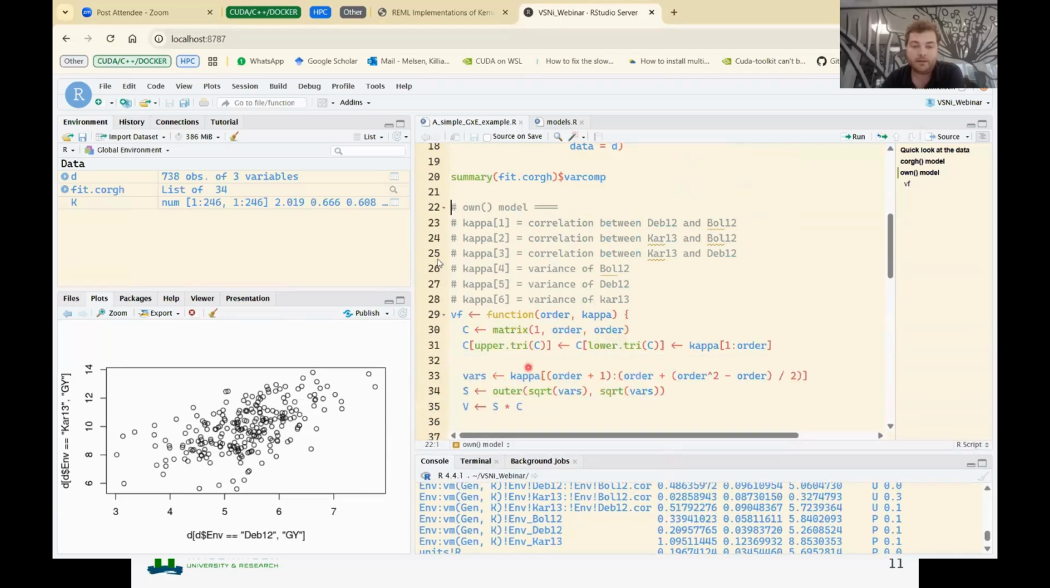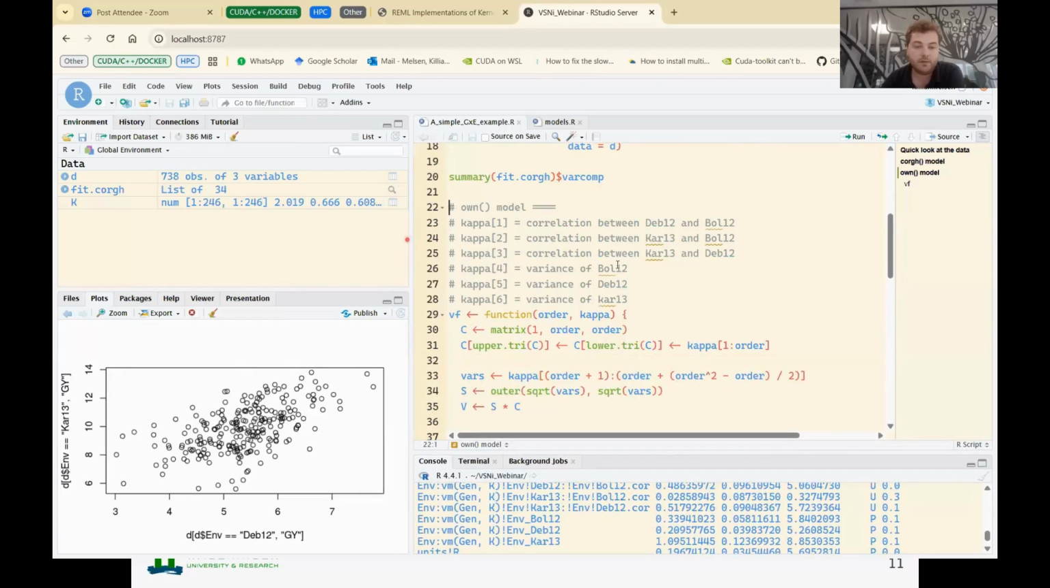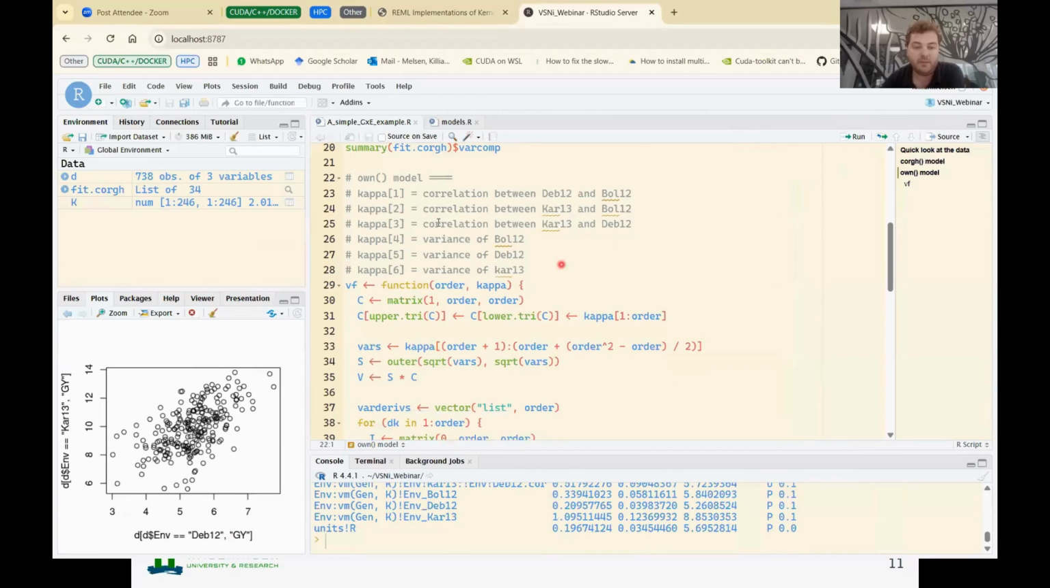Then I'd like to fit the same thing using the own structure. Given the amount of time today, I won't go into the code and show exactly how it's computed, but the idea is that, like I said, you assume a sort of order for kappa. So in this case, I'm just going to say that the first 3 elements of kappa are going to be the correlations, and the final 3 are going to be the variances.